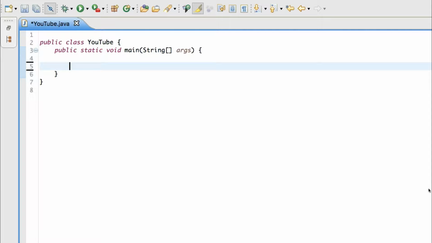Today we're going to be talking about if statements. Basically, an if statement is you telling the computer, if this happens, then do this. And if this doesn't happen, then do that. Those are the basics of an if statement.